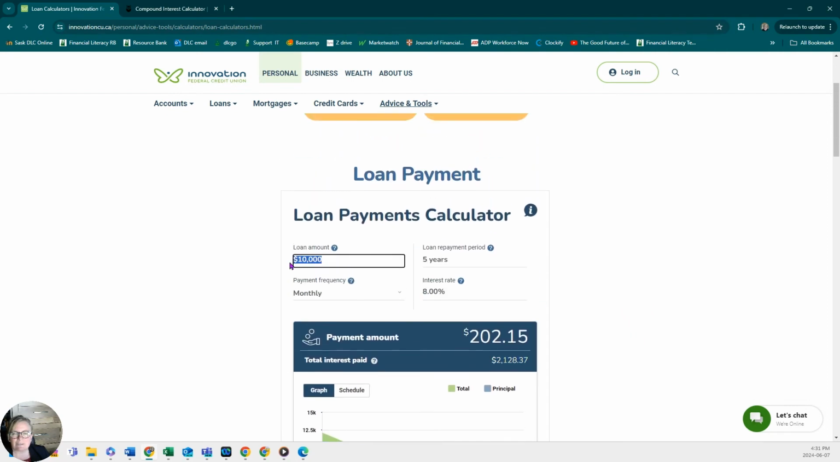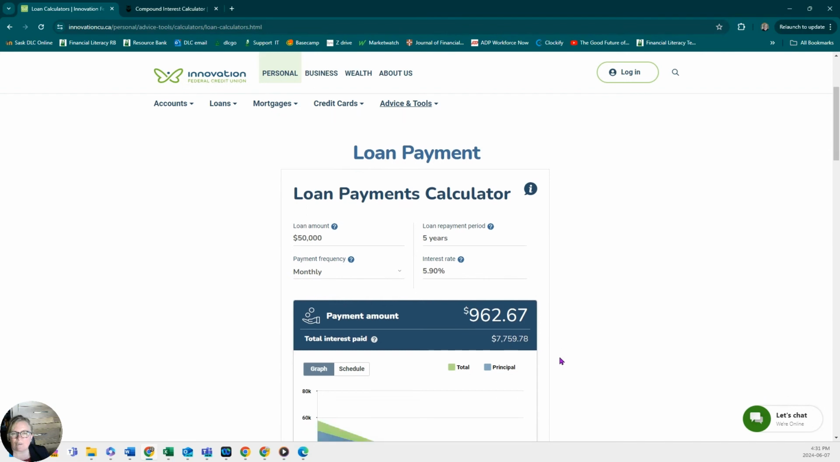Let's do a bigger loan. Let's say we want to do a $50,000 vehicle because some people think they need to do that. Well, your payment, you're looking at, let's drop the rate a little bit. Let's say 5.9, some special financing. You're still around $1,000 a month on that payment. And look at the interest paid, $7,700 over those 5 years.